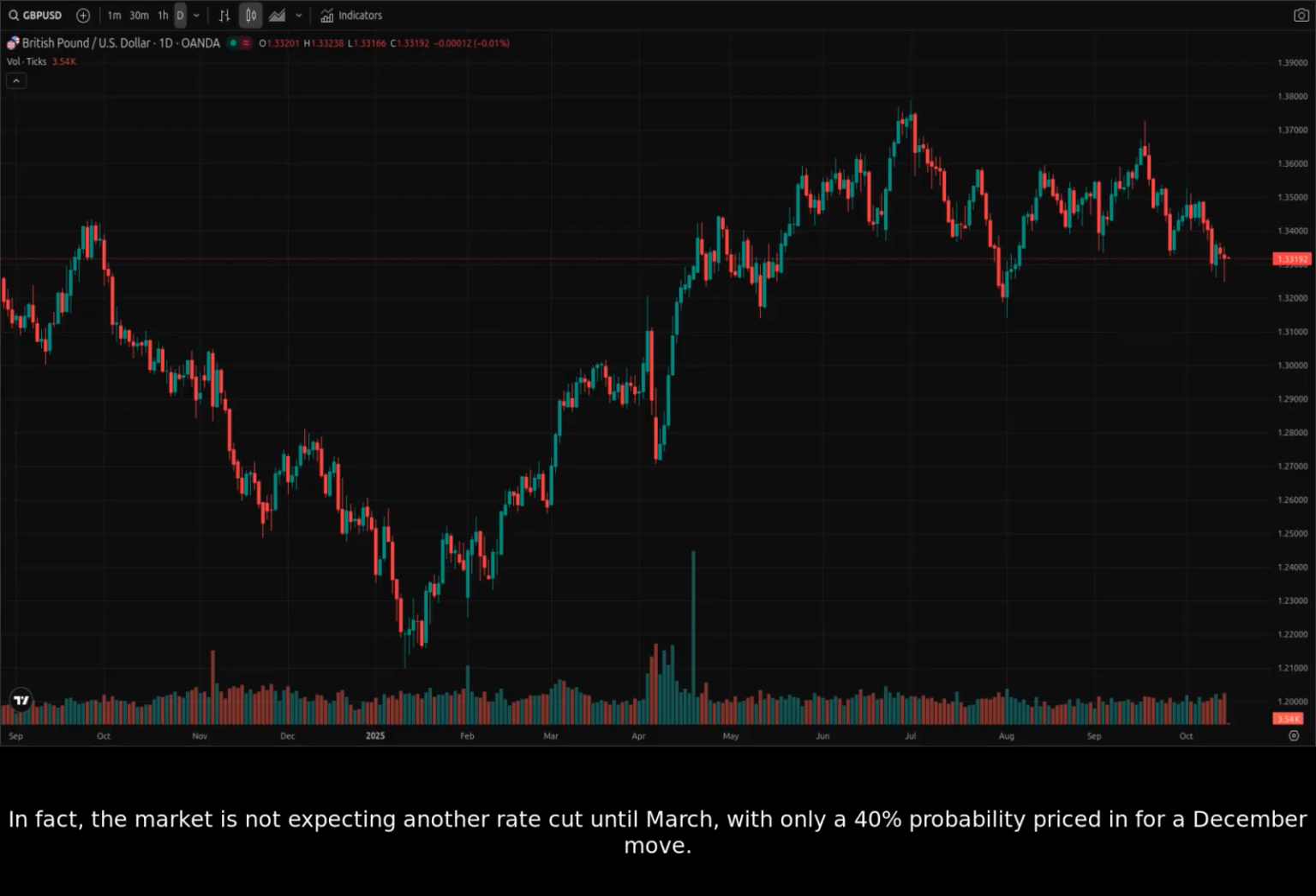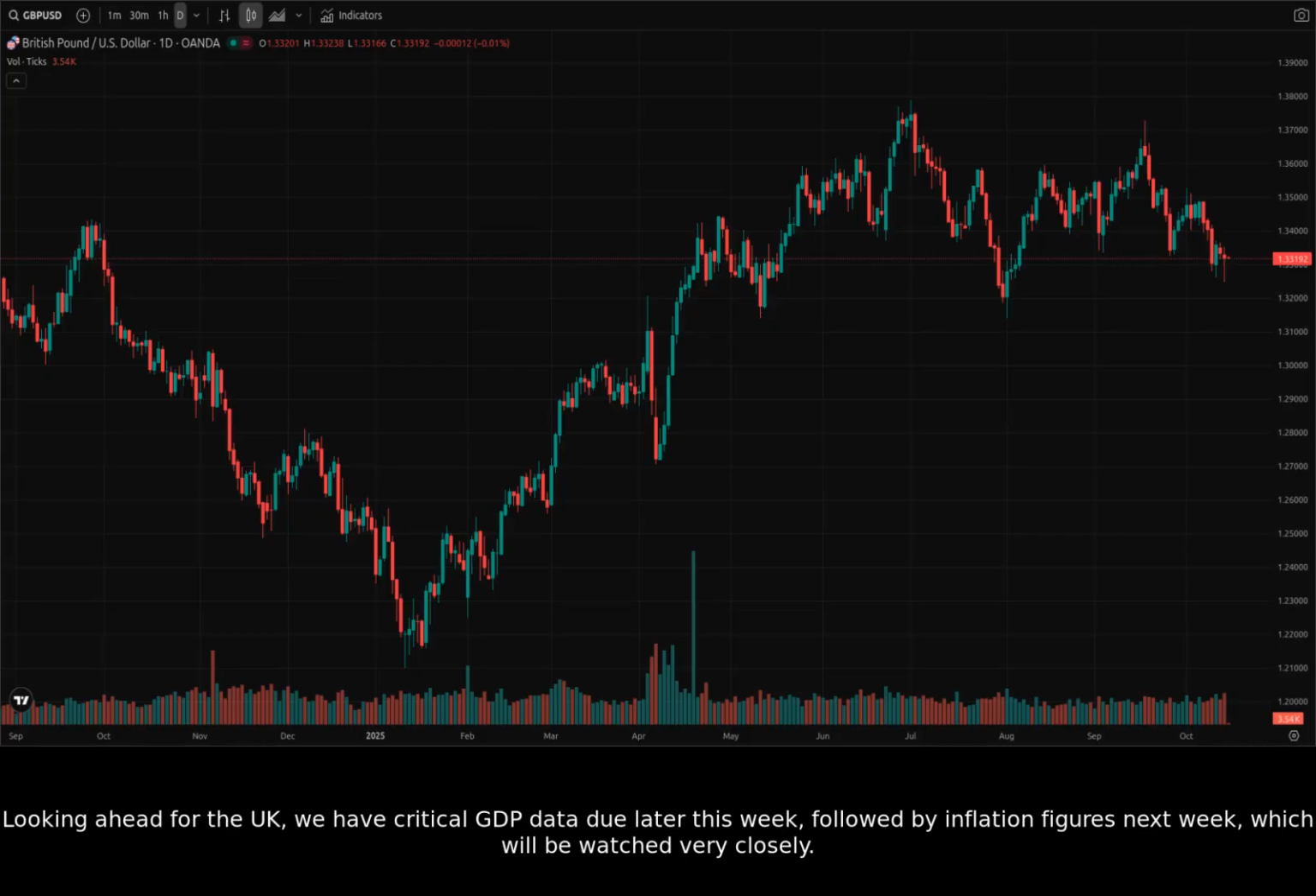In fact, the market is not expecting another rate cut until March, with only a 40% probability priced in for a December move. Looking ahead for the UK, we have critical GDP data due later this week, followed by inflation figures next week, which will be watched very closely.